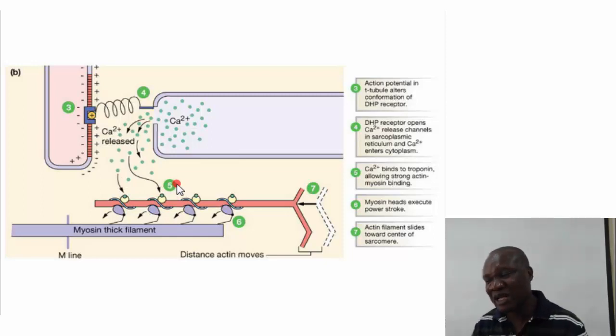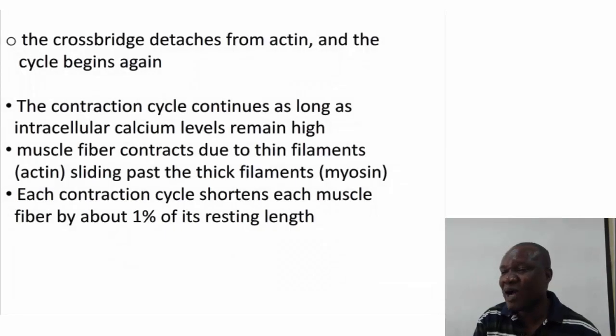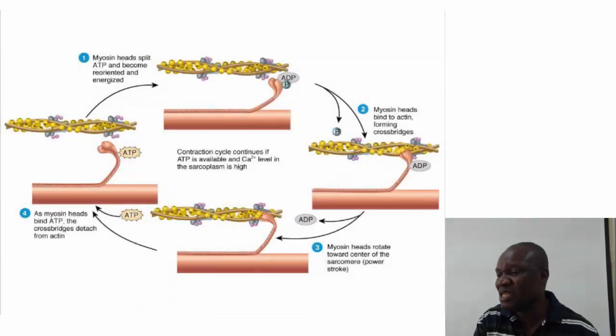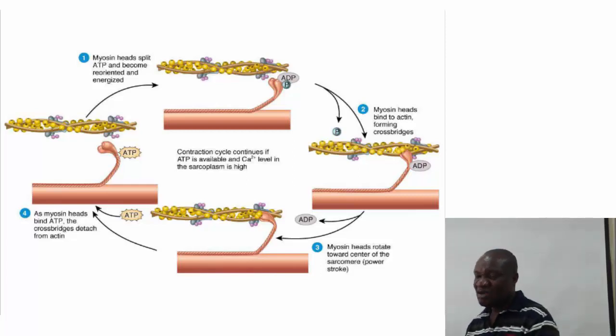We said troponin has 3 subunits: the troponin T, the troponin I, and the troponin C. So calcium binds to troponin C on the thin filament. When calcium binds to the troponin C on the thin filament, the troponin undergoes a conformational change. And this change will shift the tropomyosin filament on the actin filament.